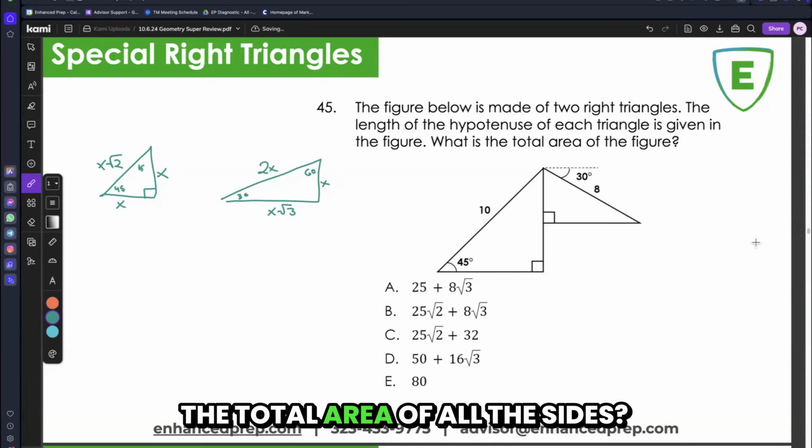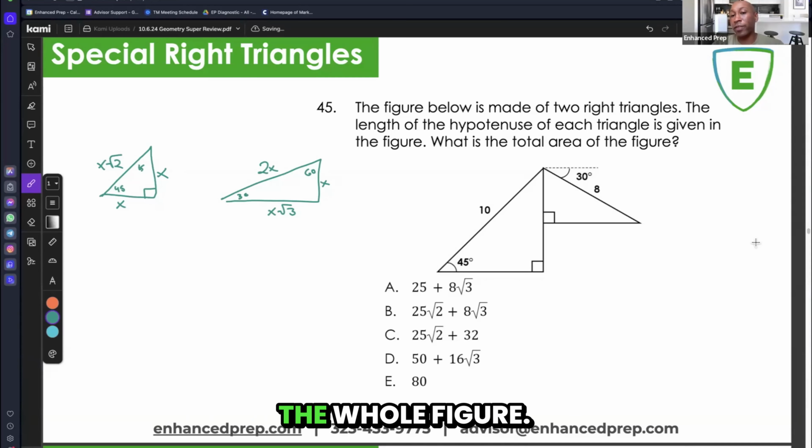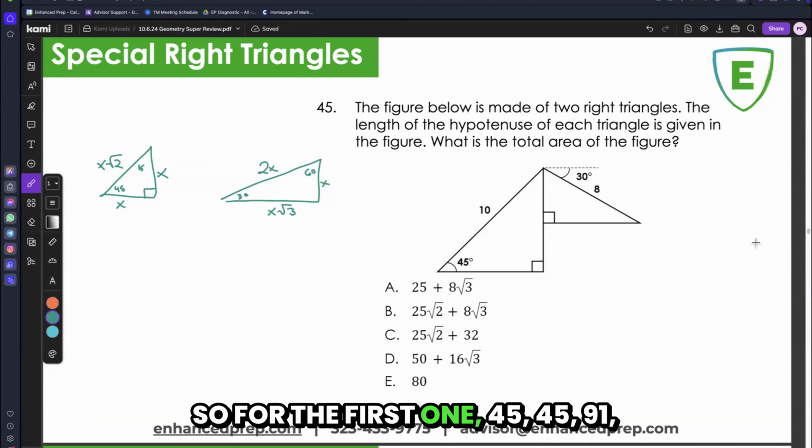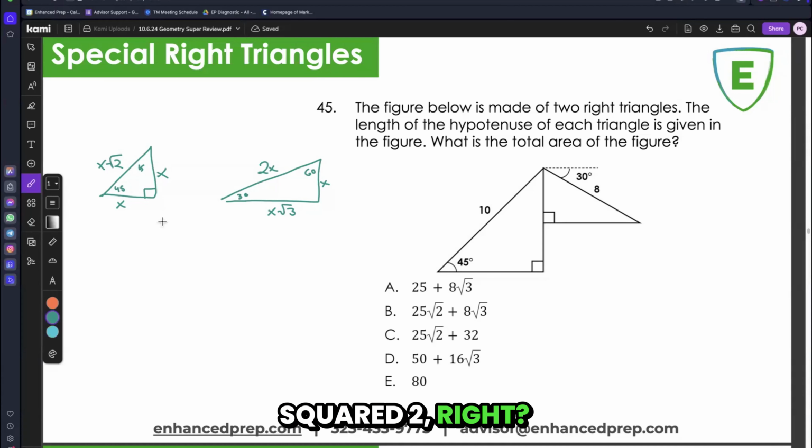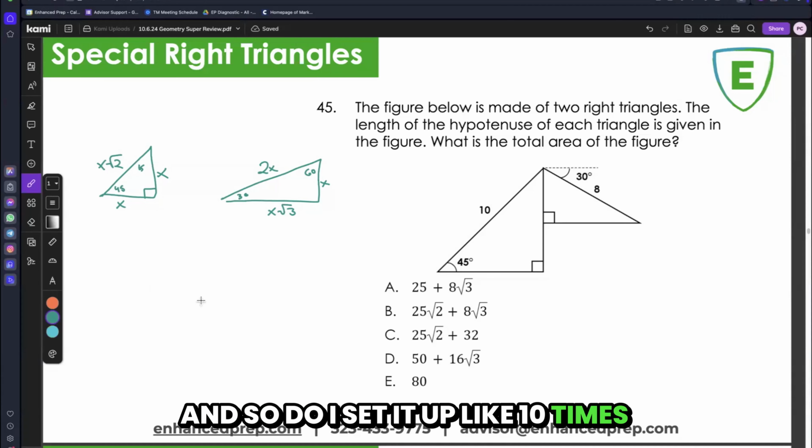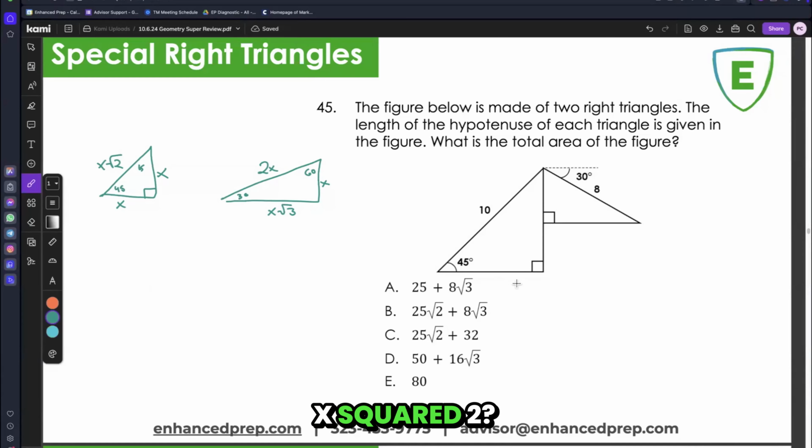The total area, like, of all the sides? Yeah. What is the total area of the whole figure? So for the first one, the 45, 45, 90. So I know that the 10 is the x square root 2 one, right? And so do I set it up like 10 times x square root 2?